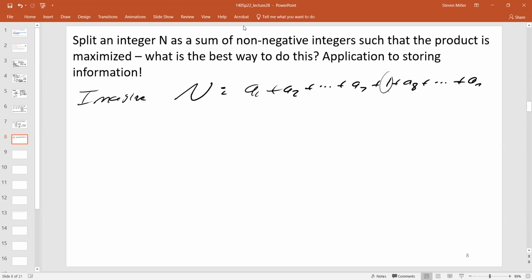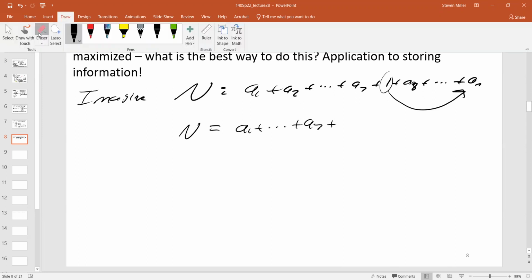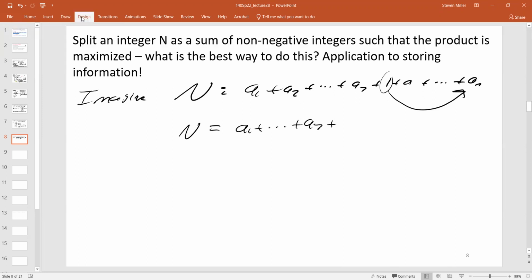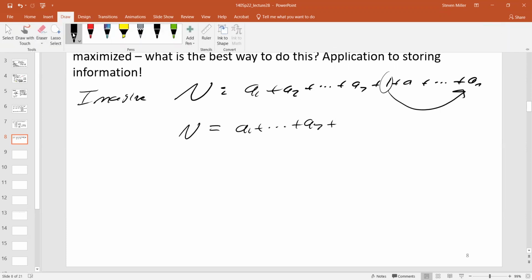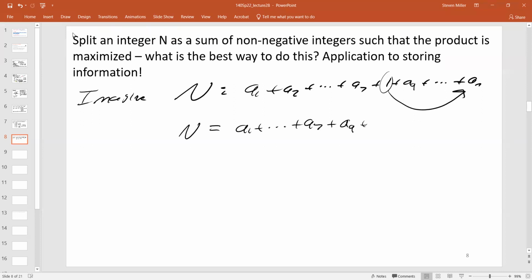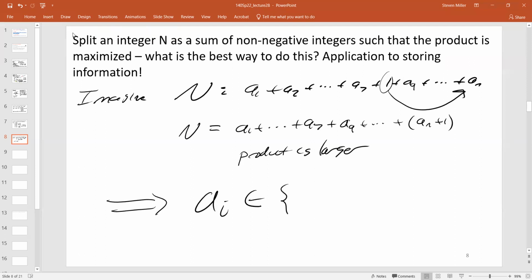So I could take the 1 and just feed it into here and write n as a1 plus a7. Oh, this should really be a9. So a9 plus dot dot dot plus, and now the last one is an plus 1. So product is larger. So it was a waste to have a 1. I can make my product larger by just putting it in the last term. Therefore, each AI is either 2 or 3.